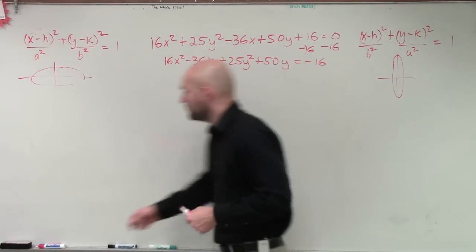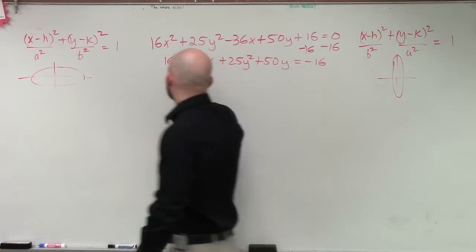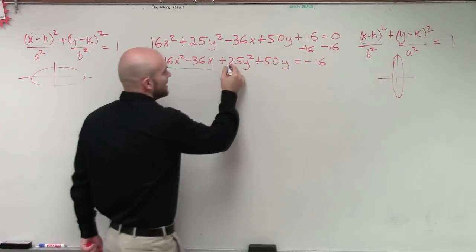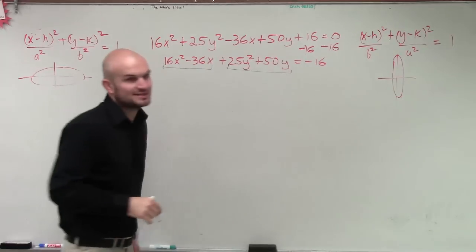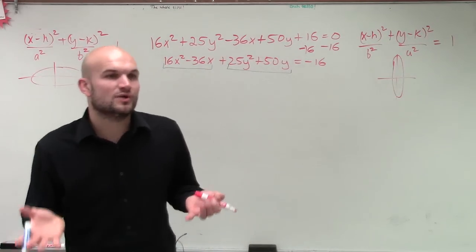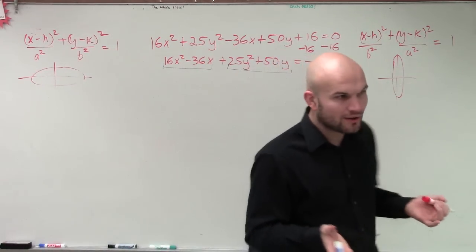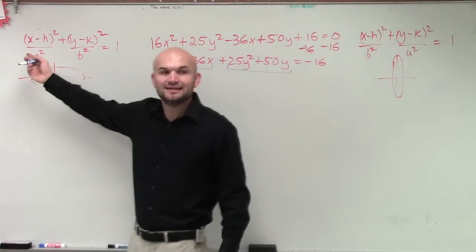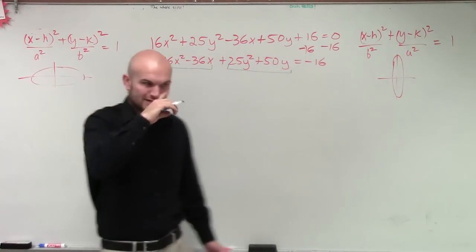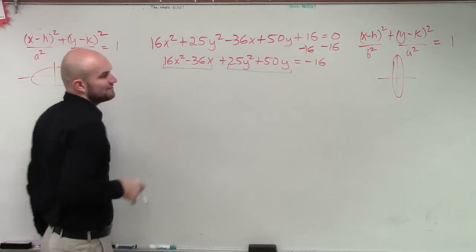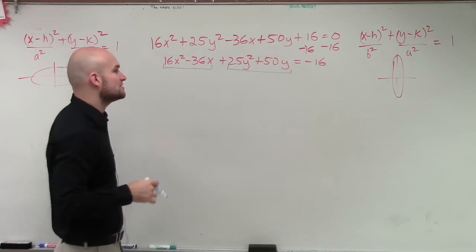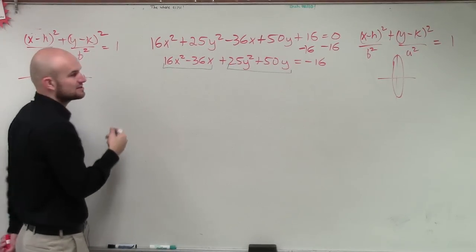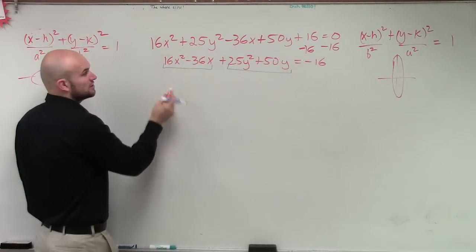Exactly. So for the x's, I want to create a perfect square trinomial, and for the y's, I want to create a perfect square trinomial. Because once I have a perfect square trinomial, I can factor it into a binomial squared, meaning it's going to look exactly like this. So, if I have to complete the square for the x's, the first thing I have to do is factor out the 16, right? Because you can't have a coefficient on your x squared.